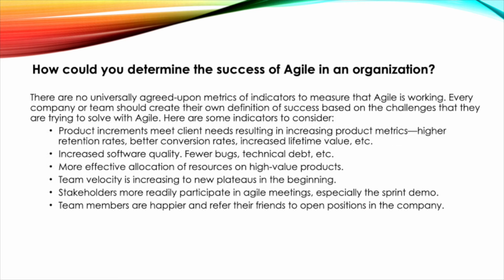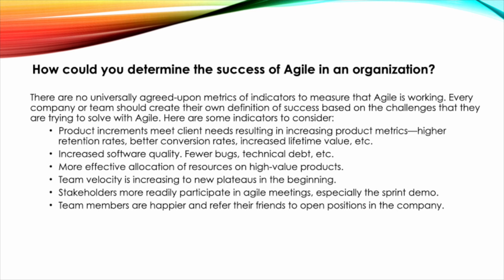How could you determine the success of Agile in an organization? There are no universally agreed upon metrics or indicators to measure that Agile is working. Every company or team should create their own definition of success based on the challenges that they are trying to solve with Agile. Here are some indicators to consider.